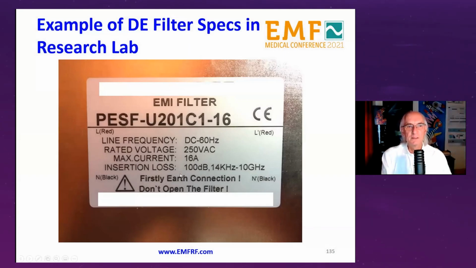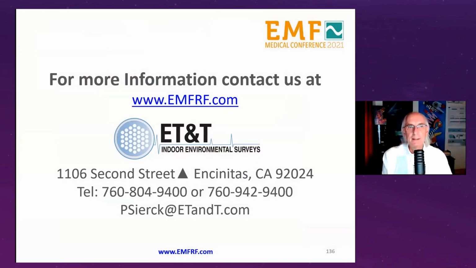And you can see, for example, that it says here that it has a dB rating of 100. So it reduces by 99.99999% of the field which was there, and it filters out from 14 kilohertz to 10 gigahertz. So those are the specifications you may want to look at if you're looking at a filter. All right, so that concludes my presentation here on how to identify and how to mitigate the indoor environment.